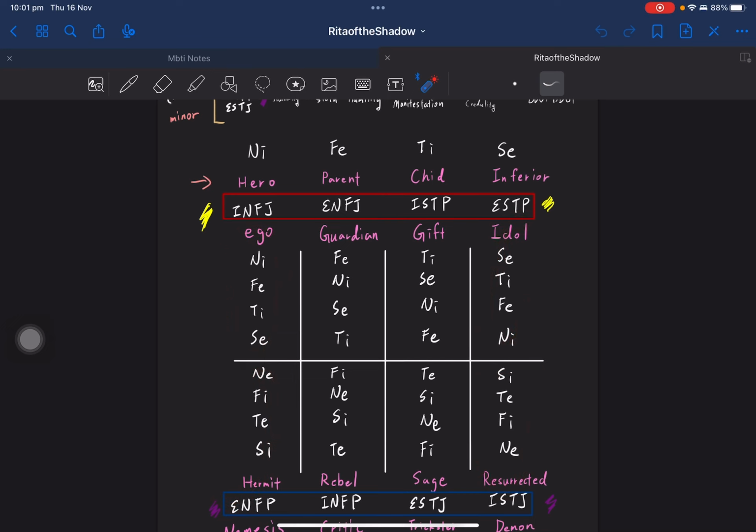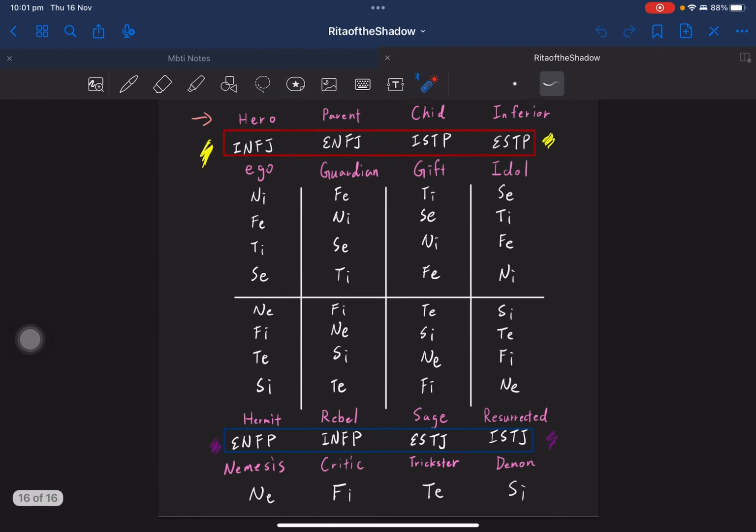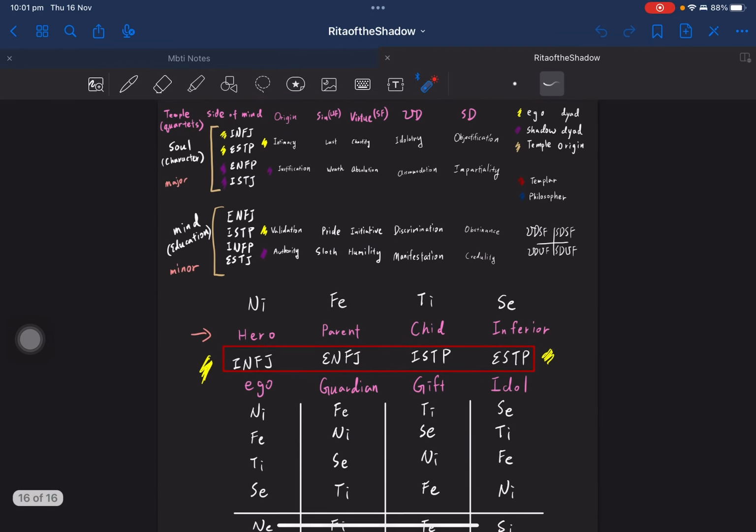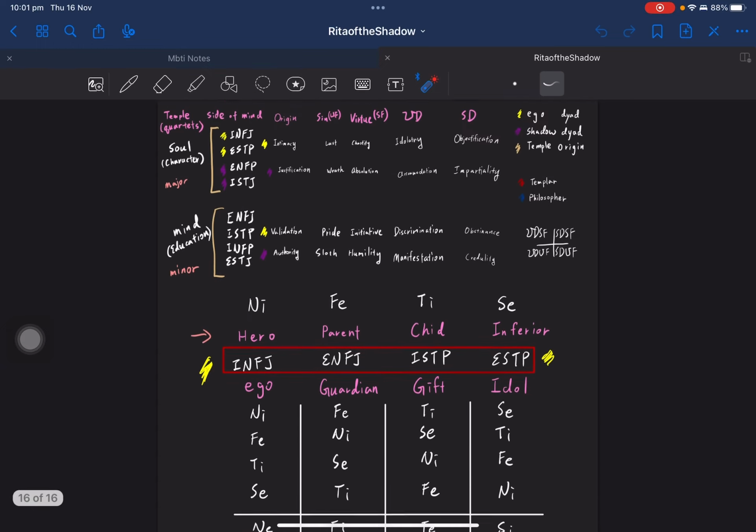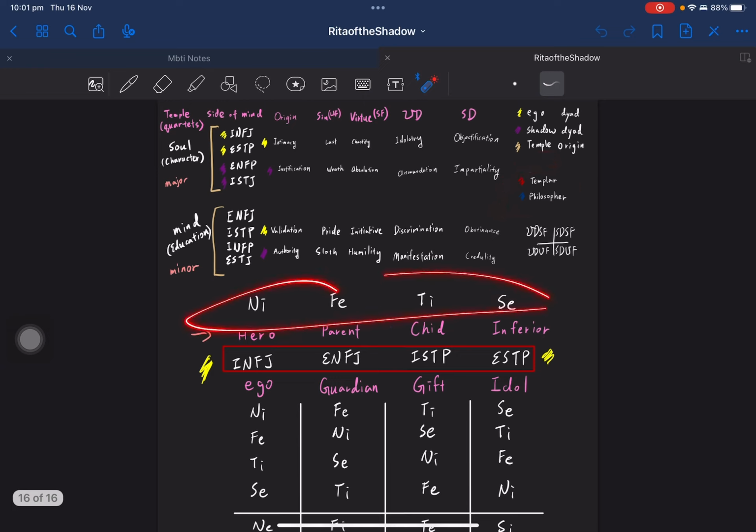And also, how come there are 4 temples? There are 2 temples here for the INFJ, and there are the other 2 for some of the other types. So that makes the 4 temples and the 4 quadrants and the 4 cognitive functions. Why is it always 4? So we're gonna get into that in this video.